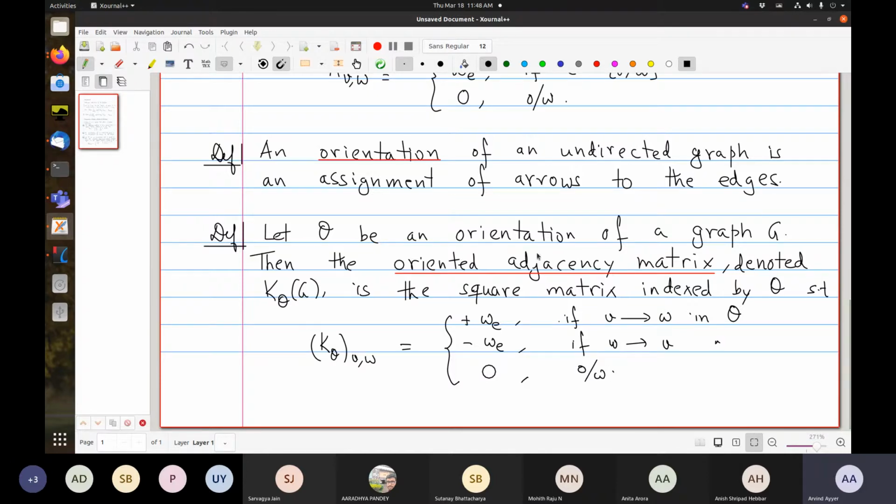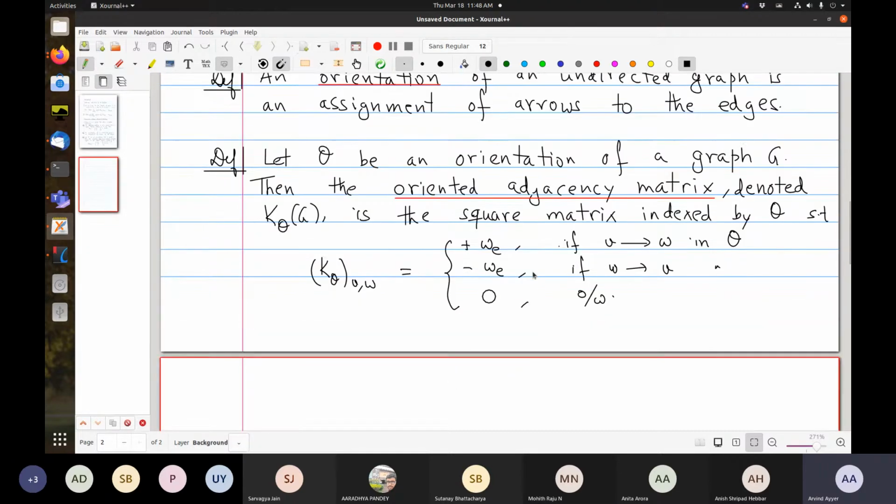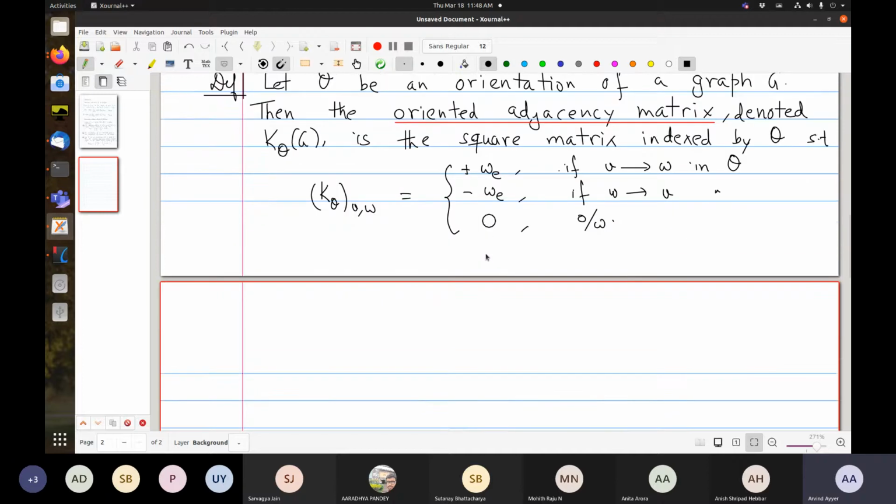Okay. So this says that the oriented adjacency matrix is skew symmetric. I mean, assuming the weights are real numbers. Well, not necessarily. Okay, forget I said.